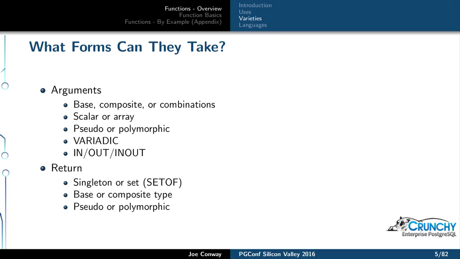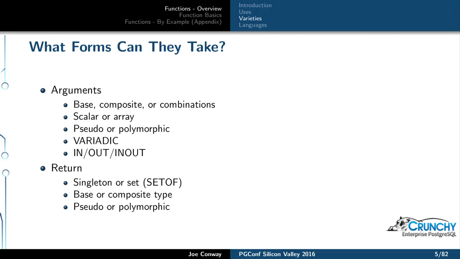Arguments to functions can be base type, composite type, or combinations. Now, who here is not familiar with that terminology? If I talk about a composite type, does everyone know what that means? Anyone not know what that means? Okay, so basically you can pass an entire row reference into a function as an argument. You can pass individual base data types like int or text, combinations of the two.